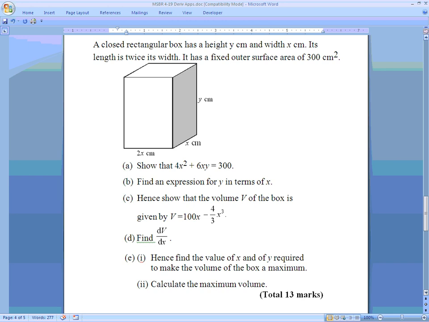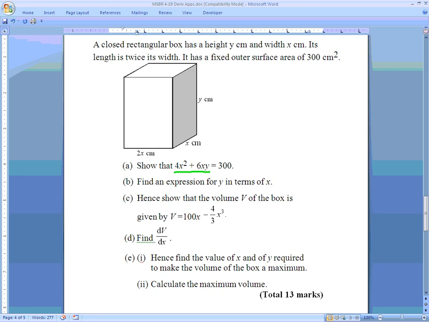So to start with, we have a closed rectangular box. It has a height of y, a width of x, and its length is twice its width. It has a fixed outer surface area of 300 centimeters squared. Show that, so the answer is already given here, show that 4x squared plus 6xy equals 300.